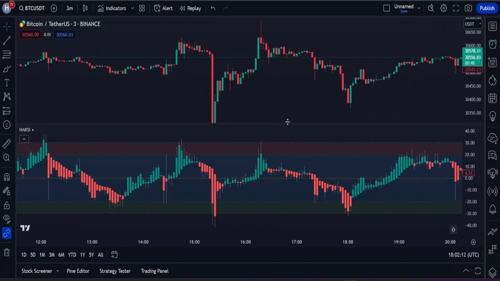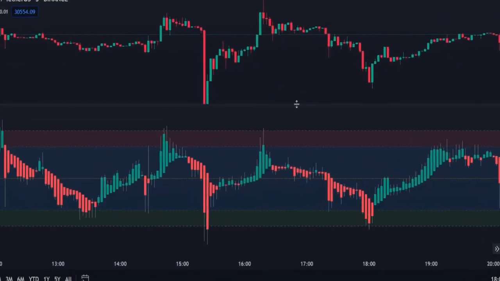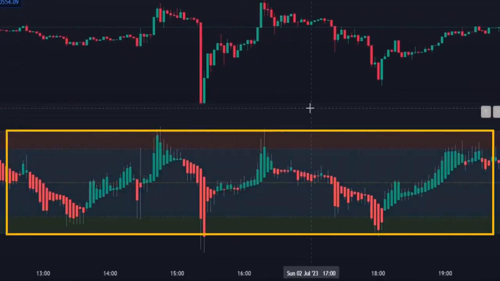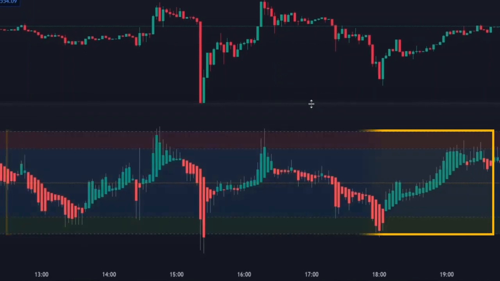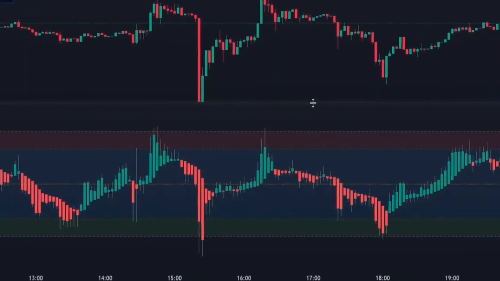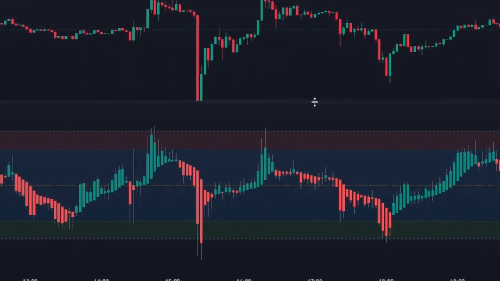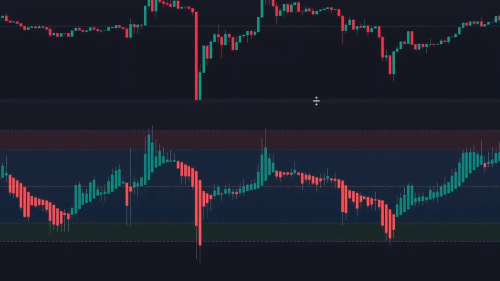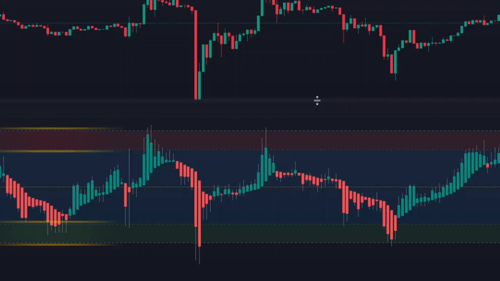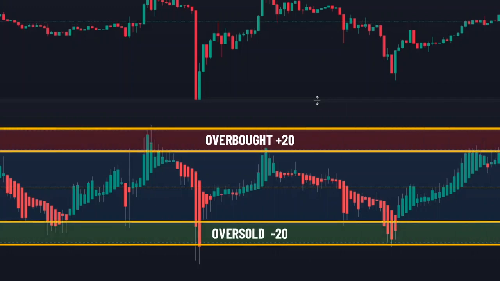This indicator has 3 components. The first component of the indicator is the RSI Heikin-Ashi candlesticks. These candlesticks display a modified version of price action, smoothing out the noise and making it easier to identify trends and reversals. The second component are the overbought and oversold zones. These are the green and red zones that are plotted at the 20 level and the -20 level. Whenever the candlesticks reach these zones, we consider the market overbought or oversold.